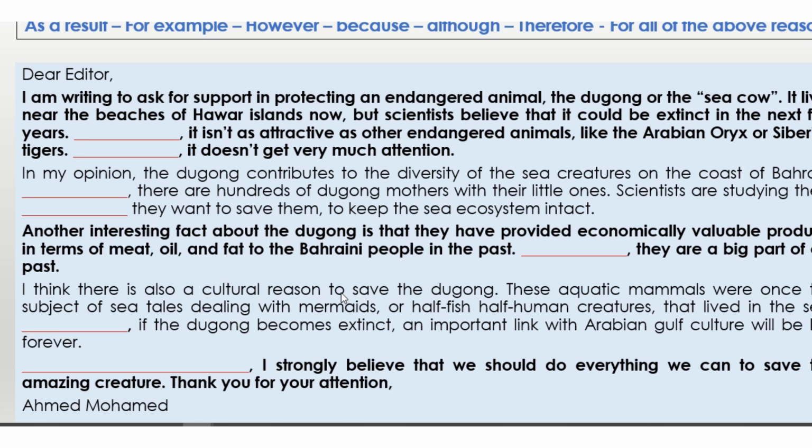I think there is also a cultural reason, and here we come to paragraph number 4. Reasons, research. I think there is a cultural reason to save the dugong. These aquatic, means water, mammals were once the subject of sea tales dealing with mermaids, or half fish, half human creatures that lived in the sea. If the dugong becomes extinct, an important link with Arabian Gulf culture will be lost forever.